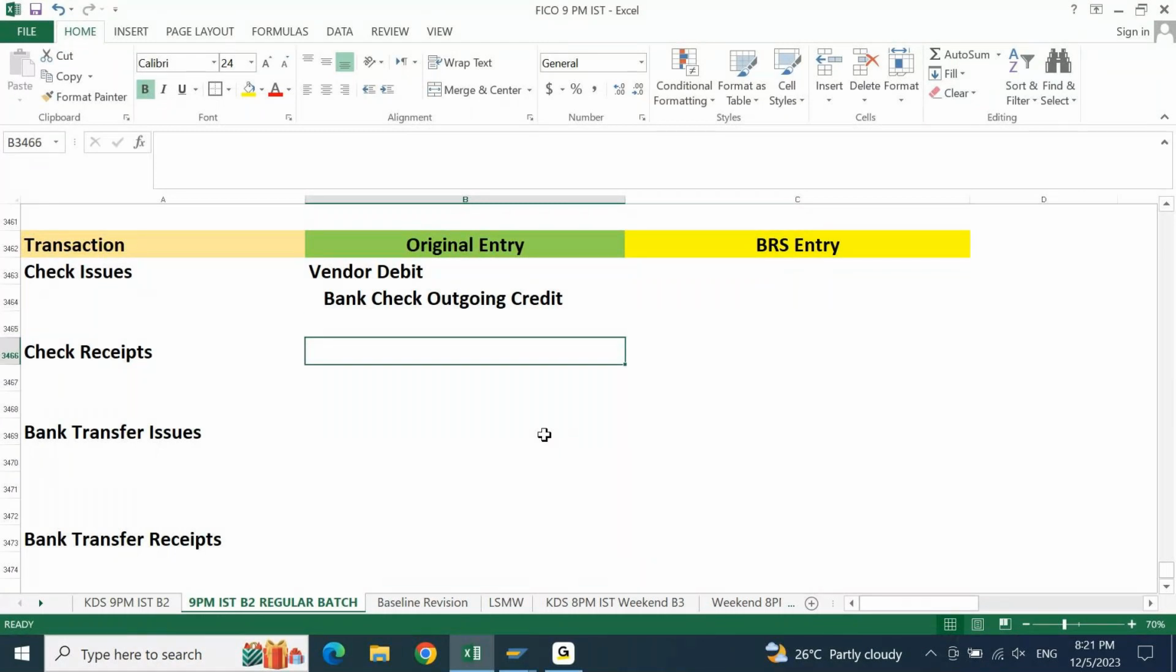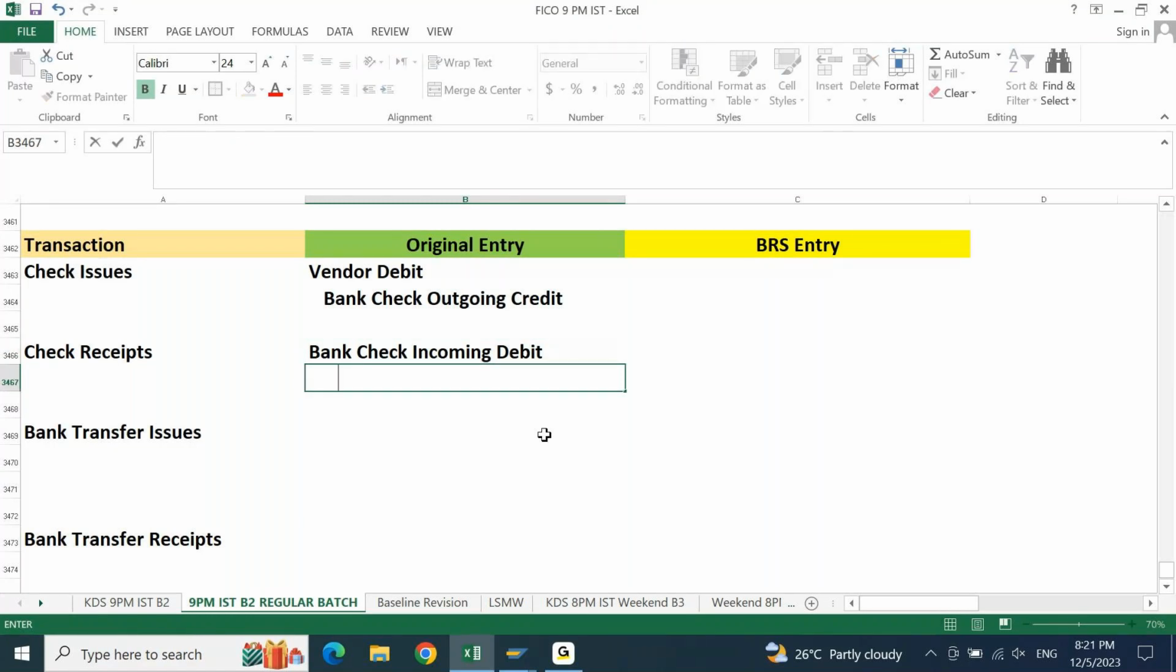Next one, when you are receiving any payment, payments are issued by the customer, debit the receiver, credit the giver. Customer is giving the payment, customer will go on the credit side. You are receiving the payment, debit what comes in, you are going to debit bank payment. So I will write bank check incoming debit here, and customer is giving the payment, I will put customer credit here. This will be the original entry for the check receipt.